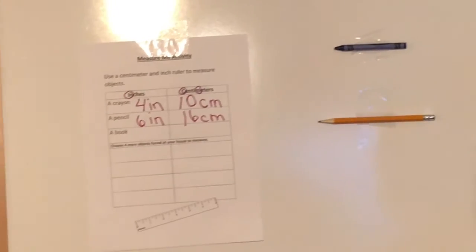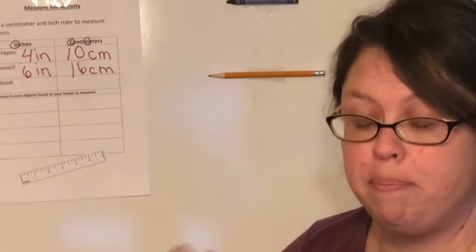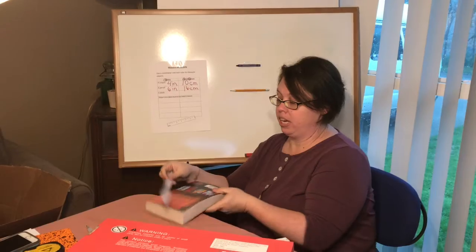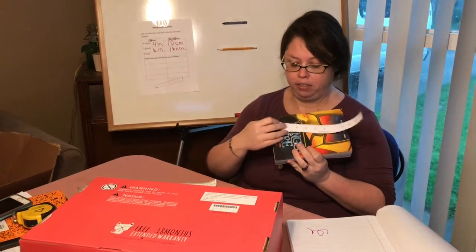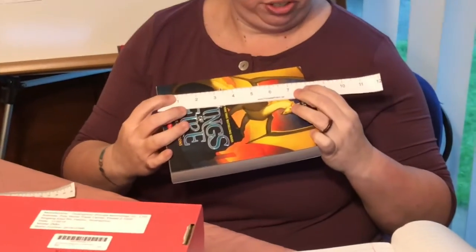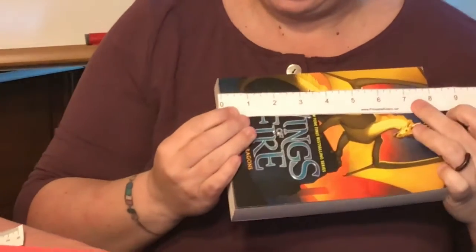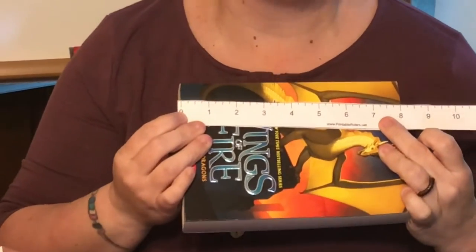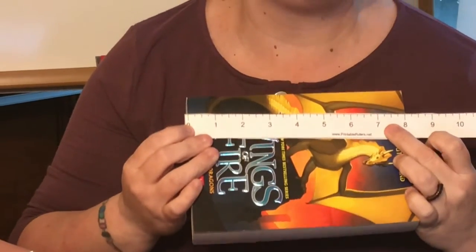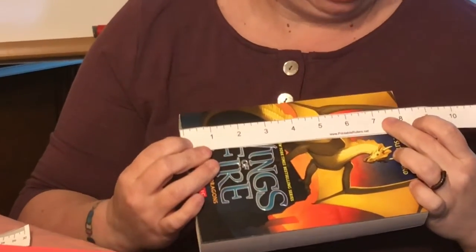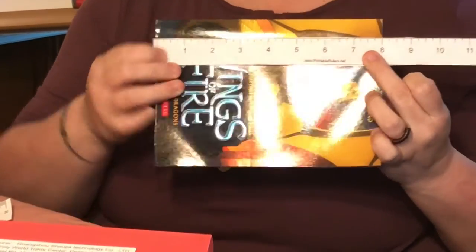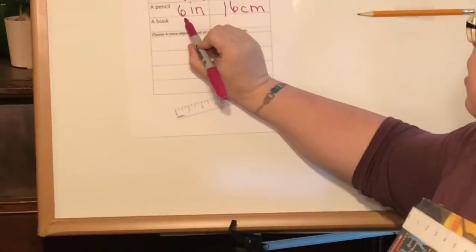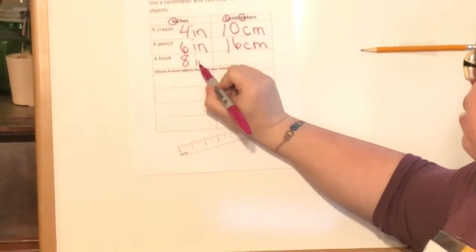16 centimeters. And then finally, it asks us to measure a book. So I have a book here. This is the Wings of Fire book. And instead of putting it up on the board, I want you to look closely. We're just going to hold up here our ruler. All right, notice once again, right here where the edge is at 0. Always put your edge at 0 so that you have an accurate measurement. And we're going to go all the way across, and this book is 8 inches long. So we're going to write in our 8 and our unit of measurement.